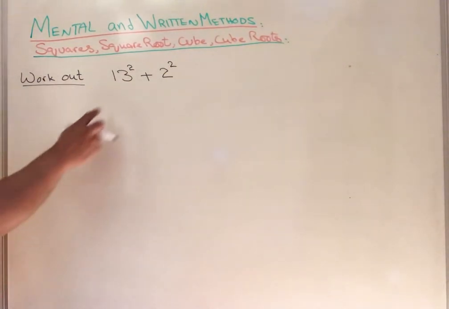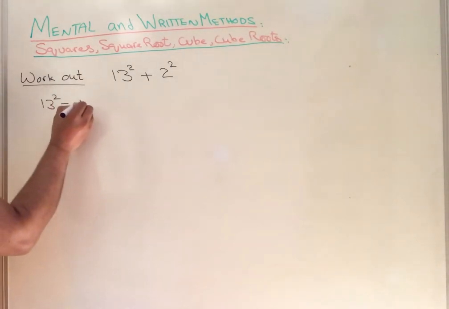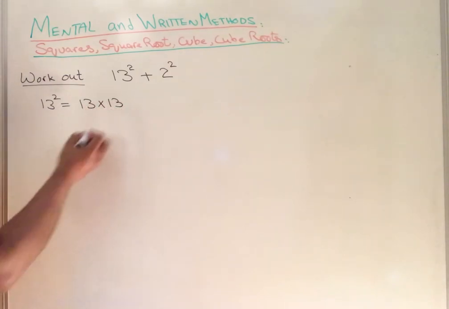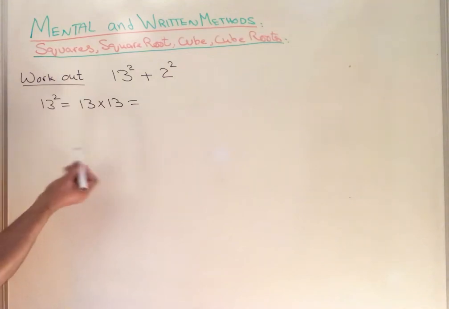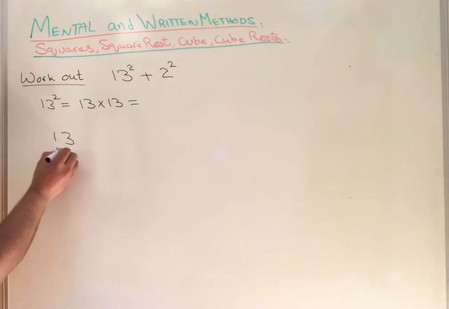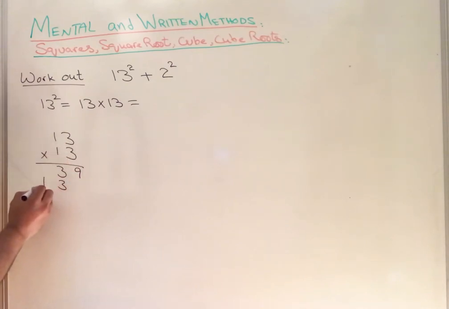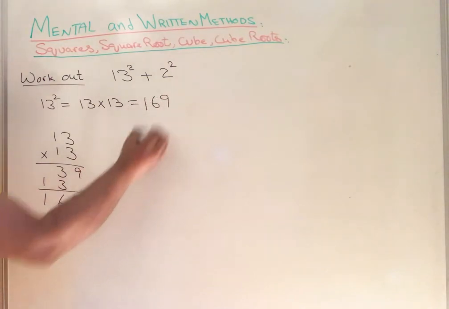First of all, we need to select that one. So 13 squared can be written in the form 13 times 13, and you can multiply. If you know the square of 13, then you can write it down straight away. If you don't know, then you have to multiply. 3 times 3 is 9, 3 times 1 is 3, 1 times 3 is 3, 1 times 1 is 1. So 169.